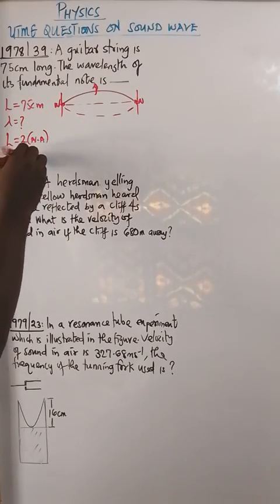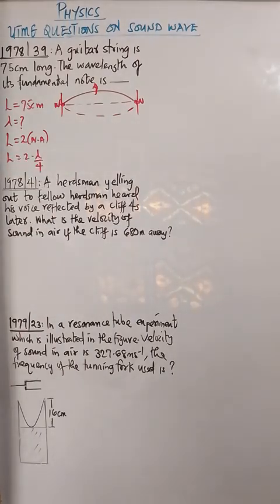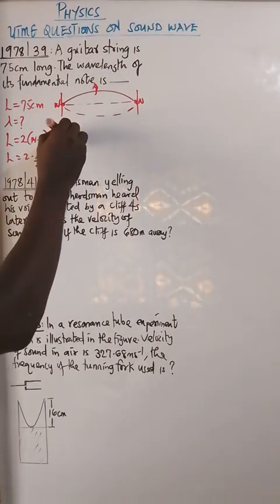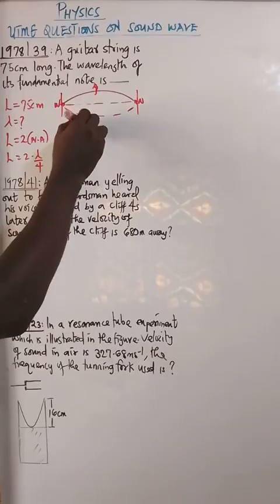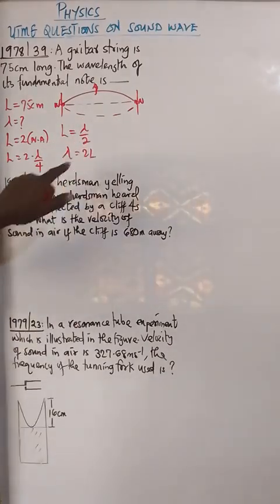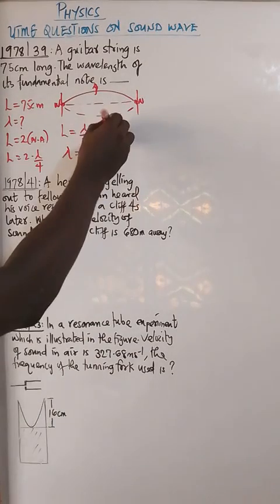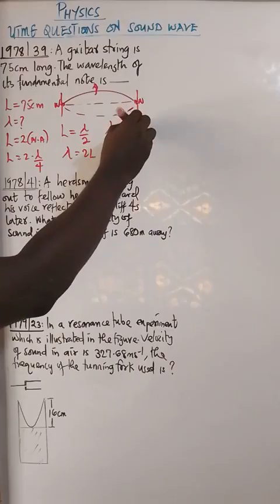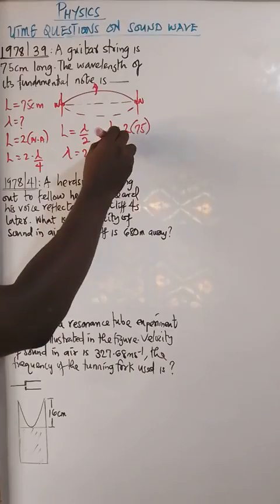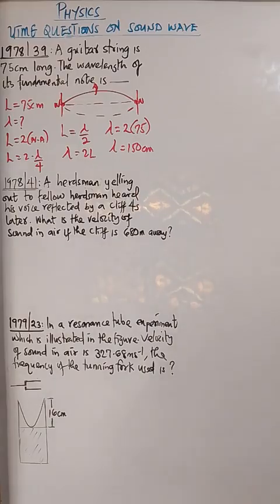And we know that a node-antinode is a quarter of the wavelength. So from here, it indicates that the length equals wavelength over 2, so wavelength equals 2L. This formula was given, but in case you forget, you can quickly derive it by yourself. You have to look for the wavelength, which is simply twice the length. So the wavelength is 150 centimeters. As simple as that.